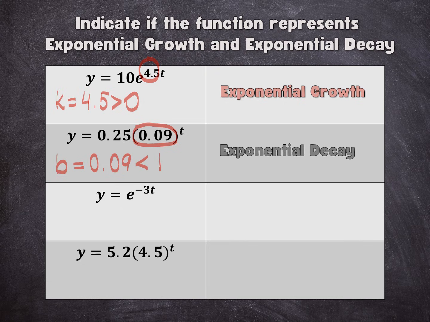Next example, it is the second form. So we need to focus on k, coefficient k of t. So coefficient k equals negative 3, less than 0, exponential decay function.